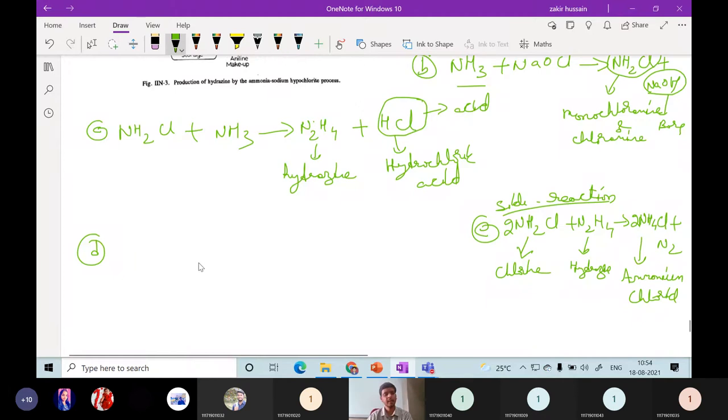Okay, they both will combine to form a neutralization salt, which is NaOH from reaction B and HCl from reaction C. They will react, and therefore they will form a salt, that is NaCl plus H2O, water. So this is called a neutralization reaction.